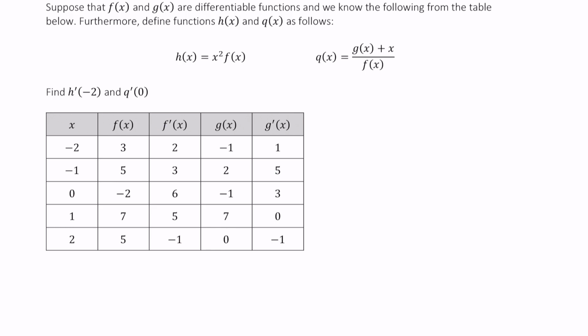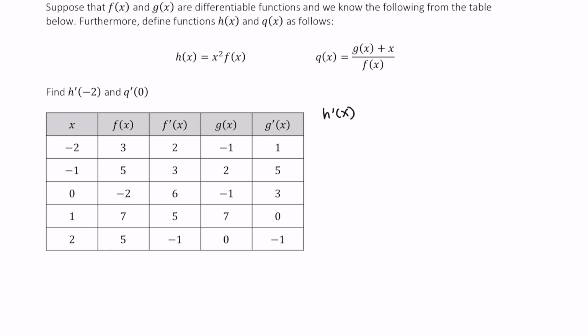Furthermore, define functions h and q as follows. h is equal to x squared times f of x, and q is equal to g of x plus x divided by f of x. So let's begin. Before we try to find h prime of a particular value or q prime of a particular x value, we need to find a formula for h prime of x and for q prime of x. Let's begin with h prime of x.